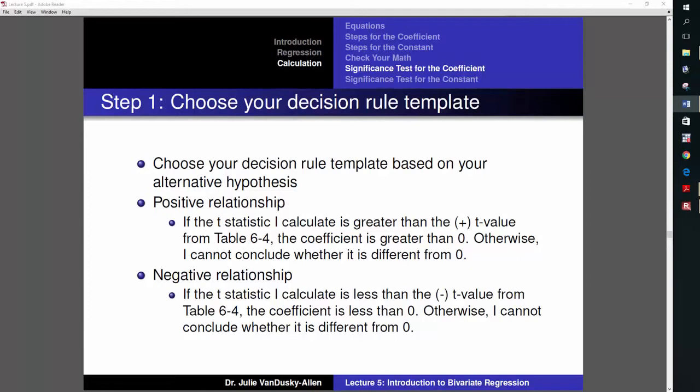Note that we will be working with two t-values in significance tests. One is from table 6.4, and one you will calculate yourself. This is important to remember so you won't get confused. Also note that the values from table 6.4 are all positive. When we use this less than template, we have to put a negative sign on the t-value.